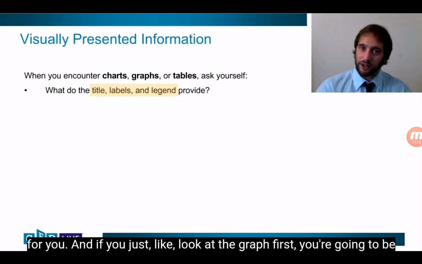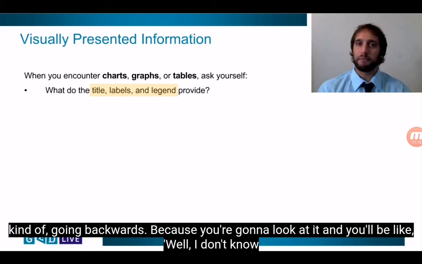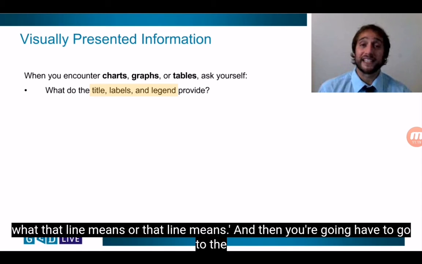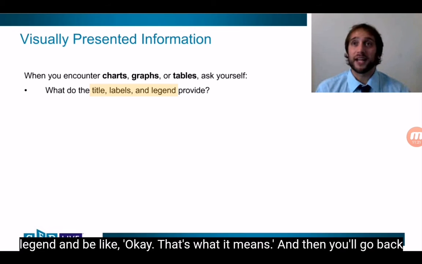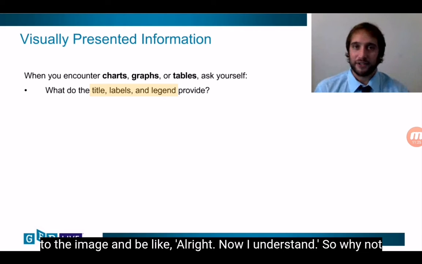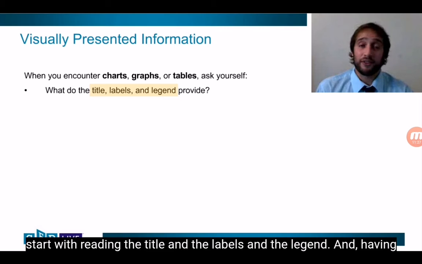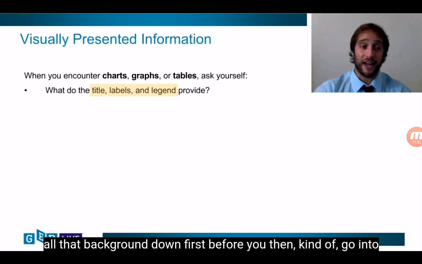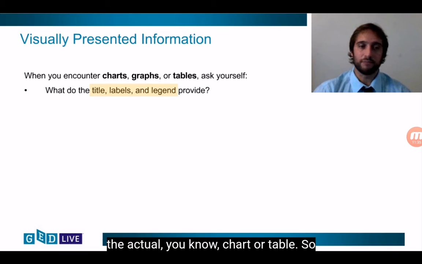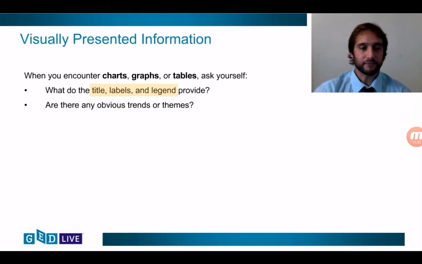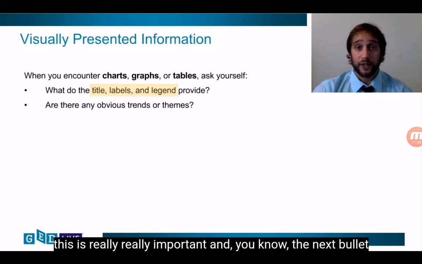And if you just look at the graph first, you're going to be going backwards because you're going to look at it and be like, well, I don't know what that line means or that line means. And then you're going to have to go to the legend and be like, okay, that's what it means. And then you're going to go back to the image and be like, all right, now I understand. So why not start with reading the title and the labels and the legend and having all that background down first before you go into the actual chart or table itself. This is really, really important.